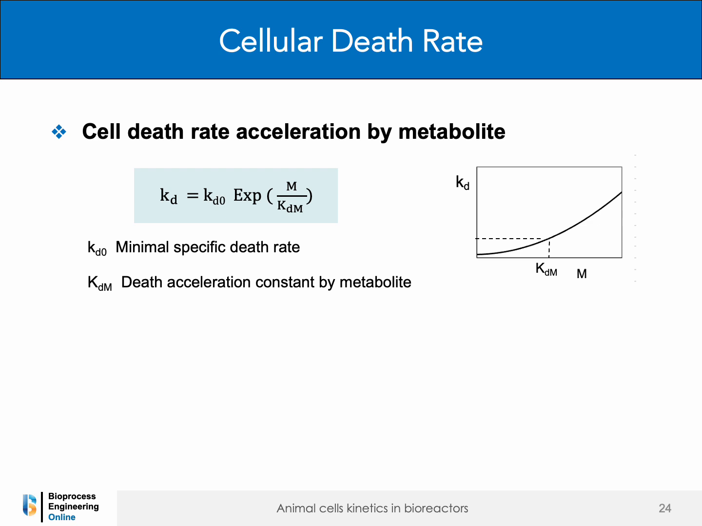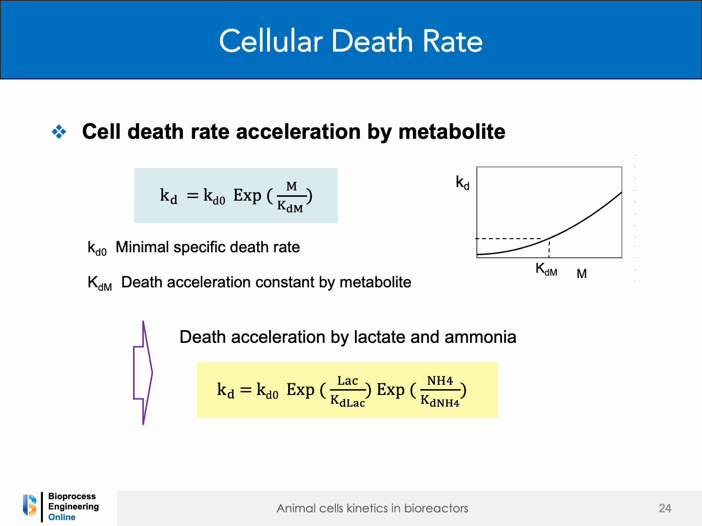Here, Kd0 is the minimum specific death rate observed under favorable culture conditions, while Kdm is the death rate acceleration constant. When the metabolite concentration reaches Kdm, the specific death rate is multiplied by approximately 2.7. Since both lactate and ammonia contribute to cell death, the complete kinetic model generally includes two independent exponential acceleration terms, one for each metabolite.